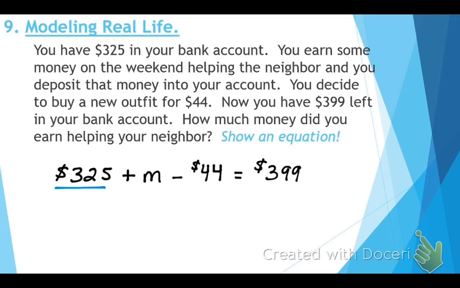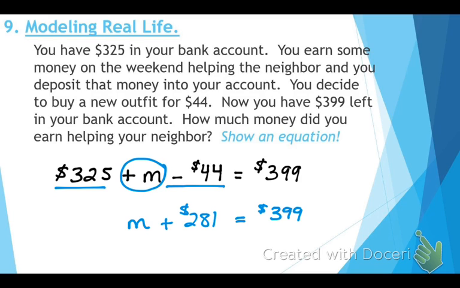$325 and minus $44. Let's combine our constants right here. Those are both monies. So you can see I've got an M. I'm just going to drop down the M. Can someone tell me what $325 minus $44 would be? What is it? $281 equals $399. How do I get M by itself? Subtract by 281. I got to get rid of that $281.